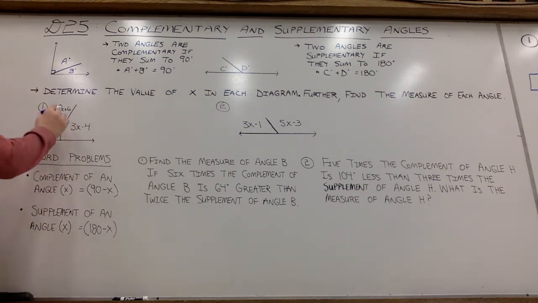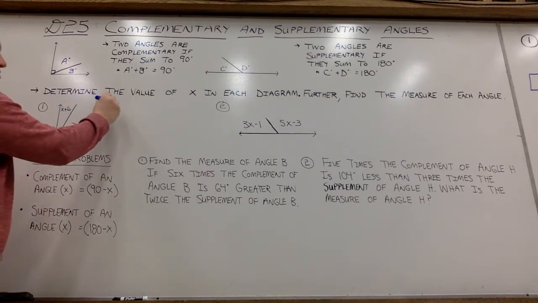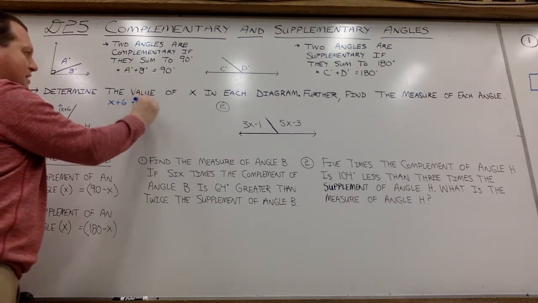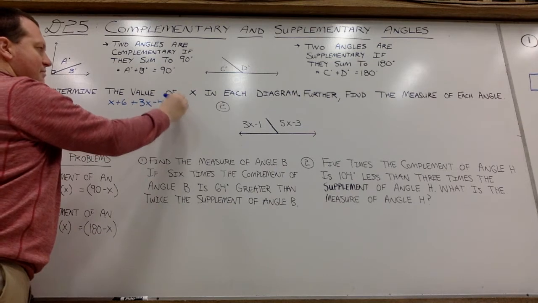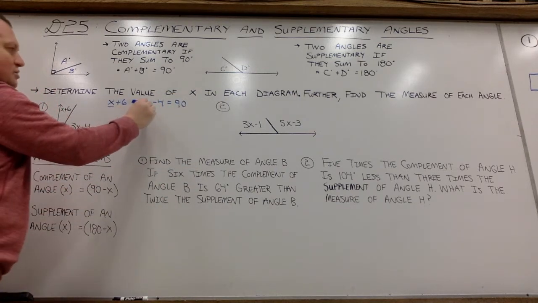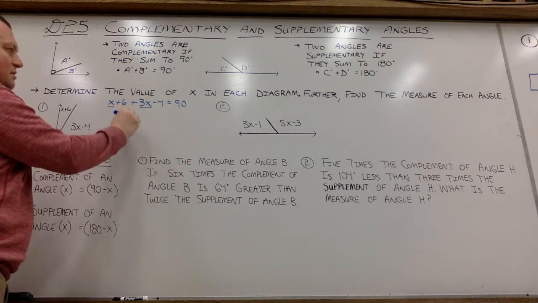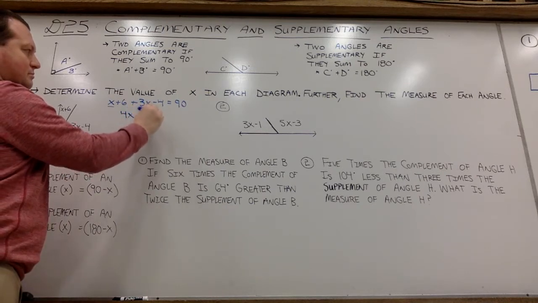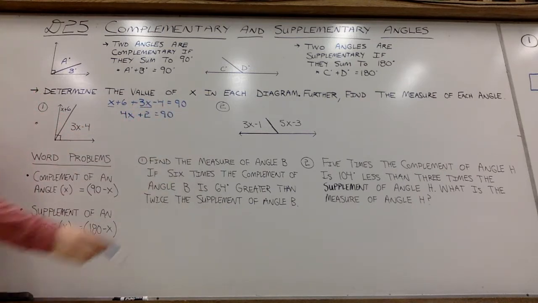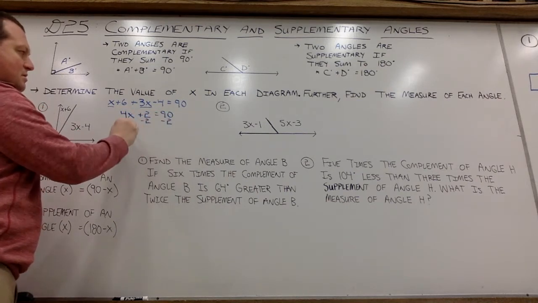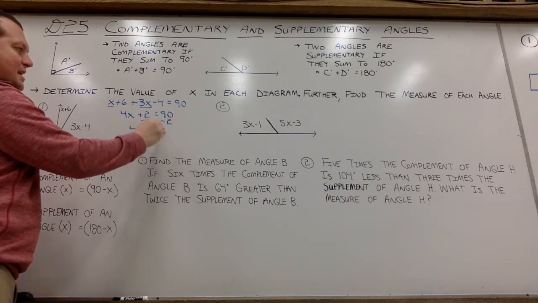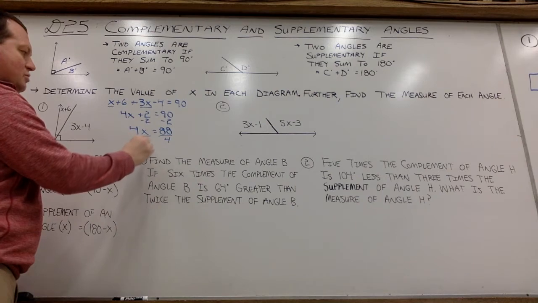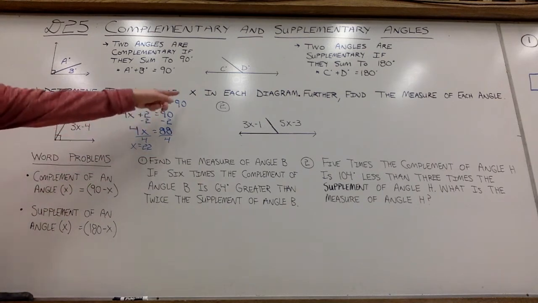So pretty easy process. Again, complementary are two angles. So I have angle 1, which is x plus 6, plus angle 2, 3x minus 4, needs to sum or add up to 90 degrees. So I've got like terms here, 3 and 1, 4x, and then 6 minus 4, I believe, is 2. So I have 4x plus 2 equals 90. When I subtract 2, I'll be left with 4x equals 88. And then dividing by 4, I'll have x is 22. So that's the first step, finding the value of x.